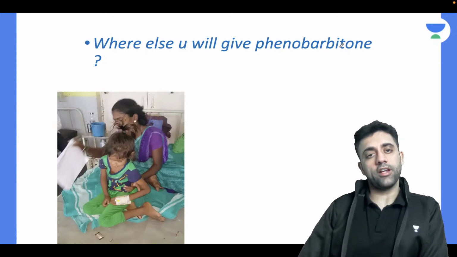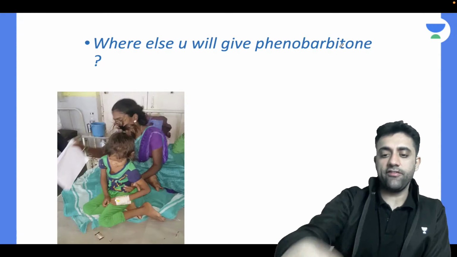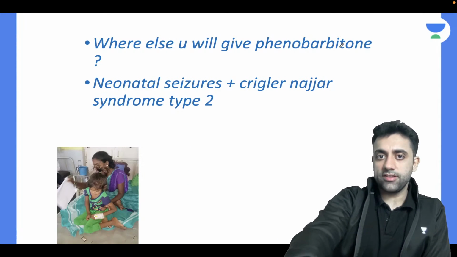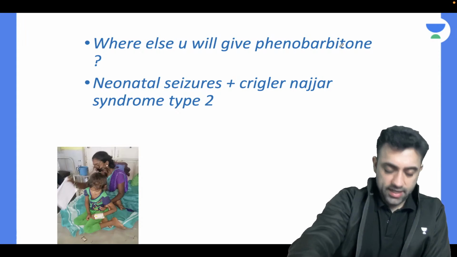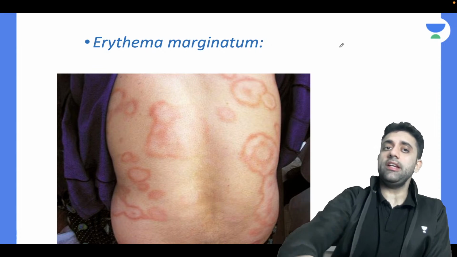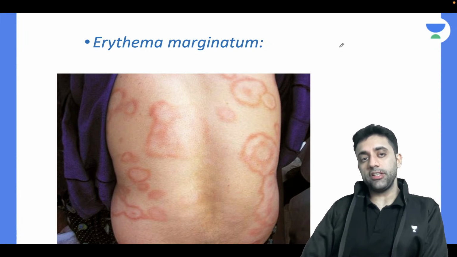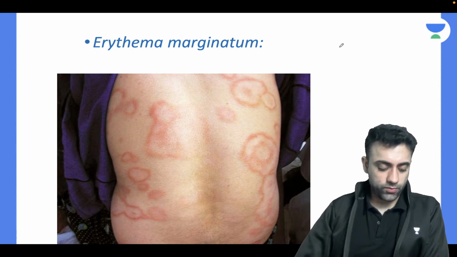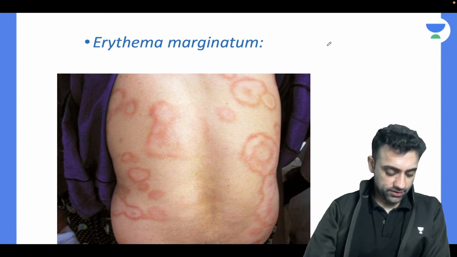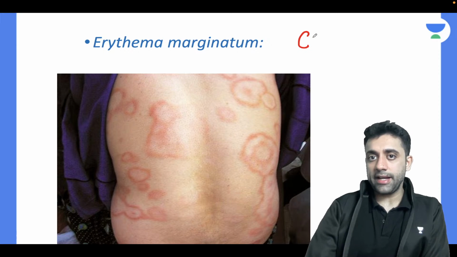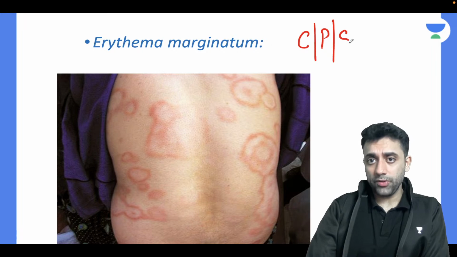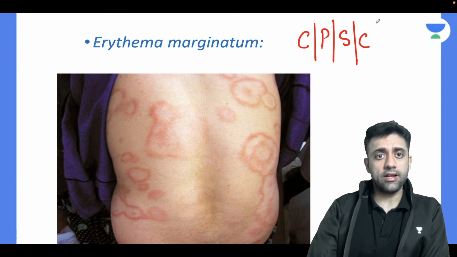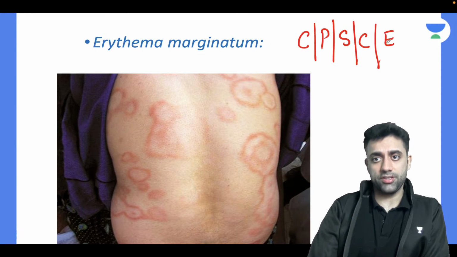Okay, the same question, where else will you give phenobarbital? The answer is neonatal seizure and Crigler-Najjar syndrome type 2. I'll tell you how it affects the brain. Most importantly, let's finish this first, next is erythema marginatum. So what all did we cover? Thank you Osama bro, and thank you Pancake. We covered carditis, polyarthritis, subcutaneous nodule, chorea. Now is erythema marginatum.